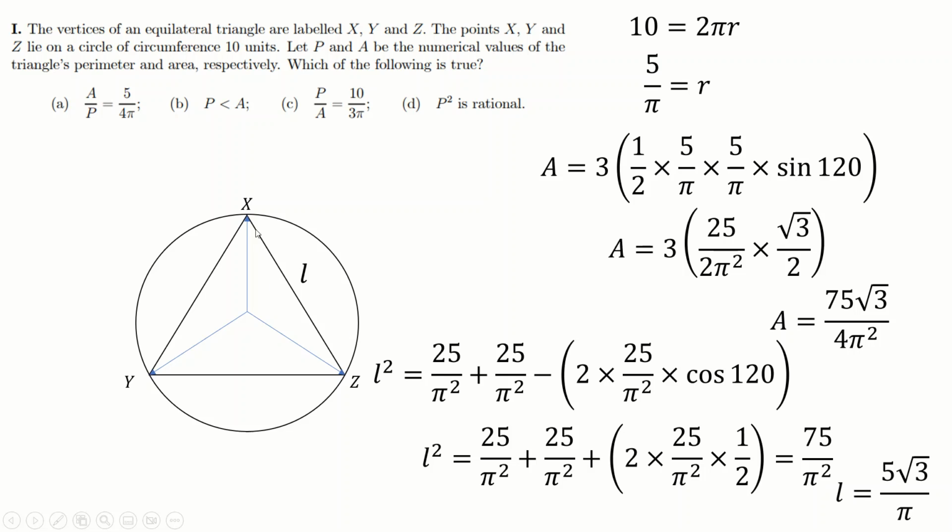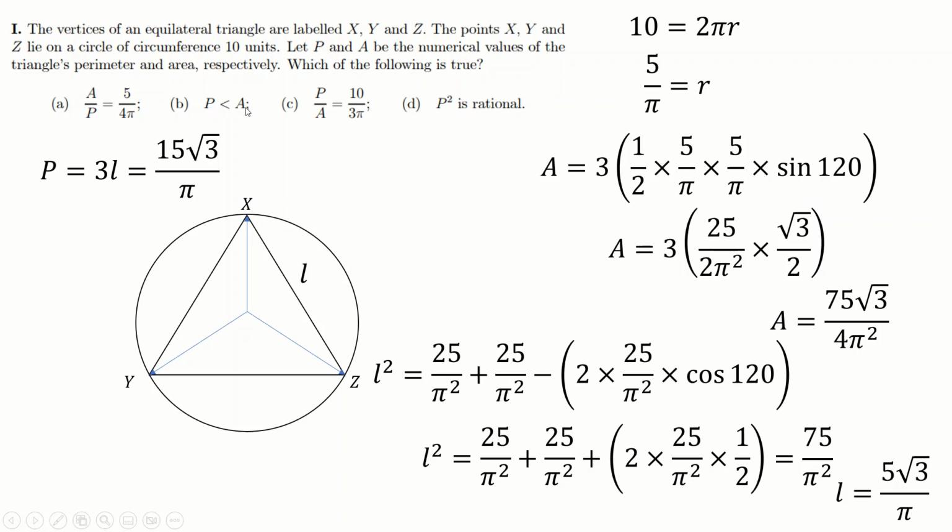And now the perimeter is just 3 lots of L, right? So the perimeter is 3 lots of that, which is 15 root 3 over pi. So I have my perimeter, and I have my area, which is good. And now it's asking me which of these things is true. Now this one doesn't look true because when I square this I'll end up with a pi squared on the bottom, so that doesn't really seem very true.